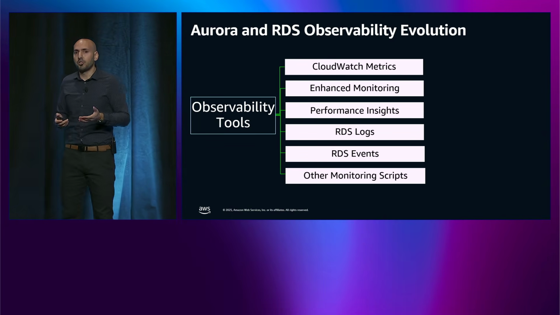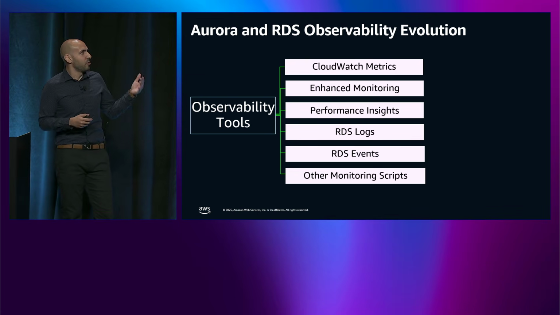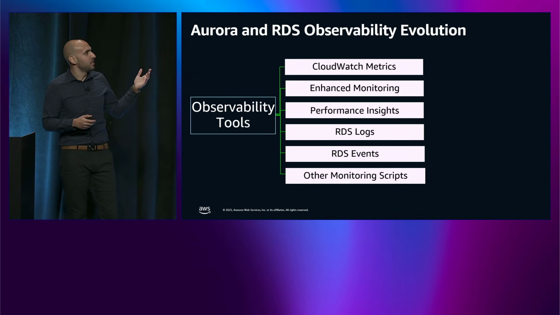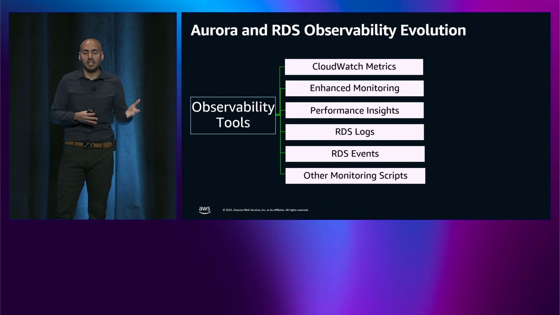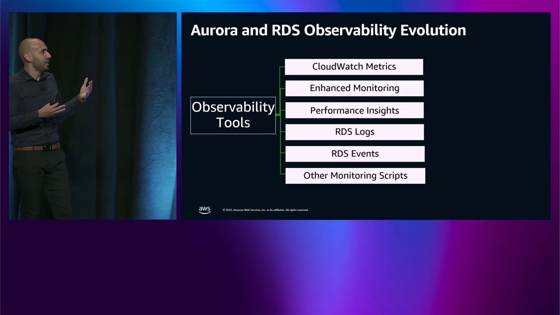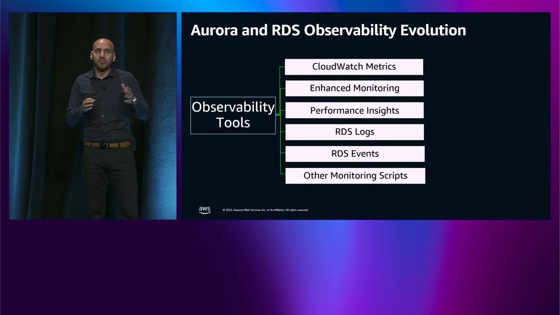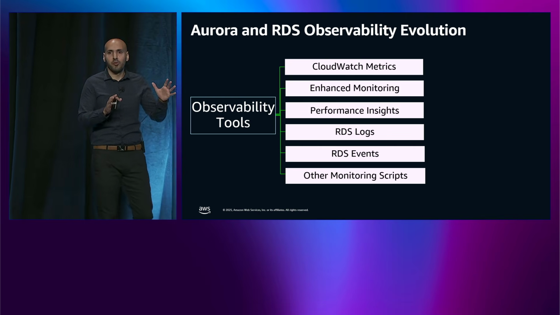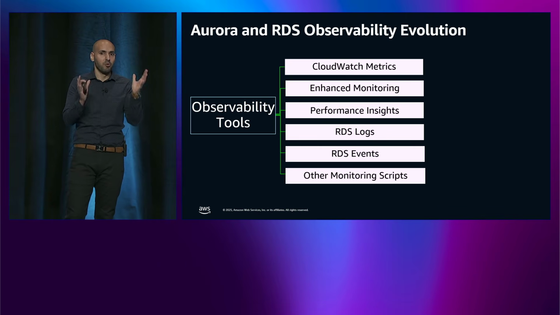So CloudWatch metrics for instance-level metrics, enhanced monitoring for operating system-level insights, performance insights for query analysis and wait stat analysis, and custom solutions built on RDS events, RDS logs, and scripts. However, all of these tools created silos, forcing you to jump between different consoles without necessarily seeing the full picture.